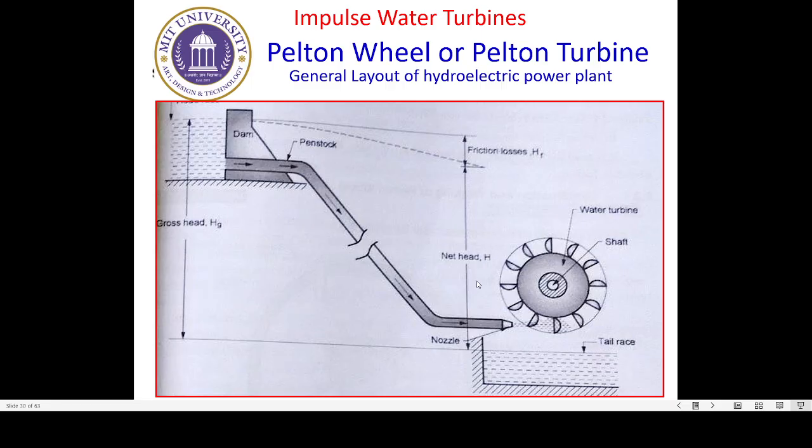So hence the net head available will be the gross head minus the losses which are taking place due to the friction. Okay, so Hg minus Hf, that is nothing but your net head.